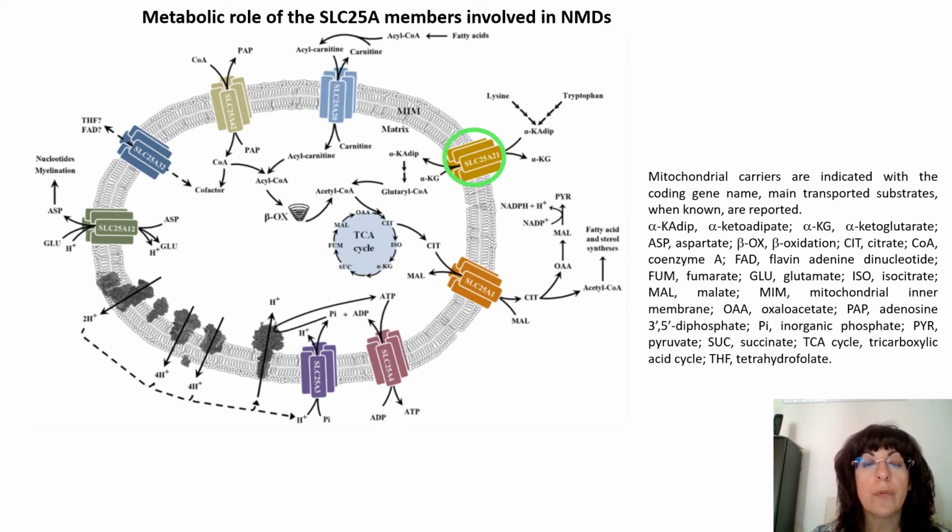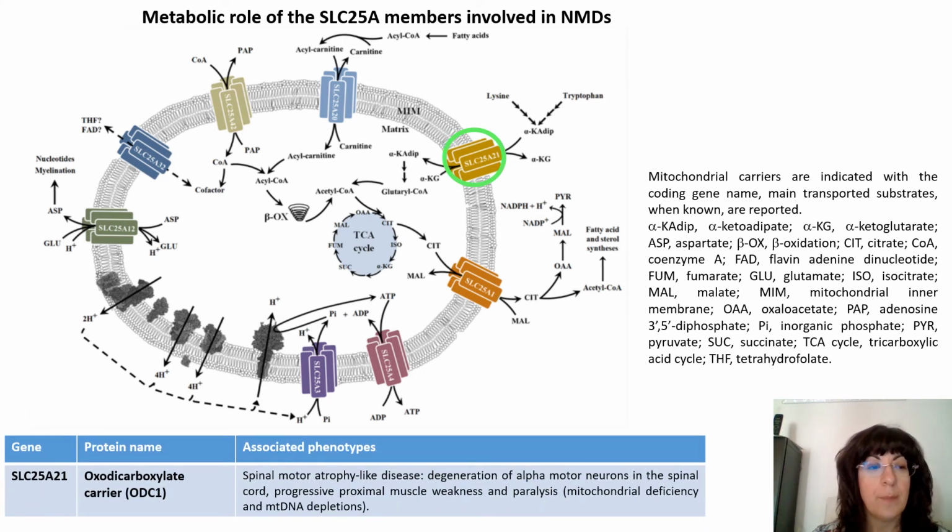Here we have the 2-oxodicarboxylate transporter, which catalyzes the mitochondrial import of 2-oxo or 2-amino adipate, which derives from the cytosolic degradation of lysine and tryptophan. Mutations on the gene encoding this carrier cause a spinal muscular atrophy-like disease. In these cases, the accumulation of 2-oxoadipate and quinolinic acid in the cytosol is responsible for neuronal toxicity.